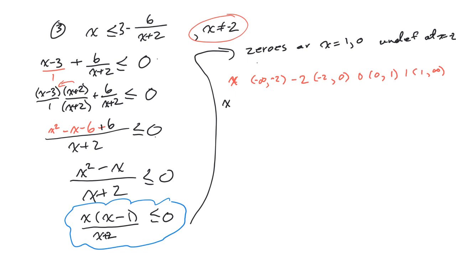So between negative infinity and negative 2, just pick a number like negative 3. Negative 3, it's negative. X is negative. Between negative 2 and 1, let's choose the value of negative 1. This is still negative. This is 0. So 0 is 0. And then it becomes positive afterwards.